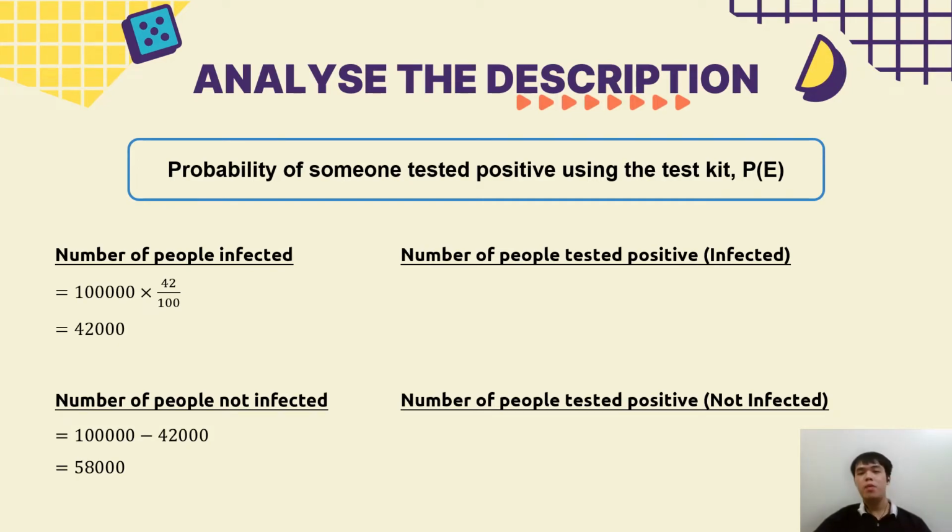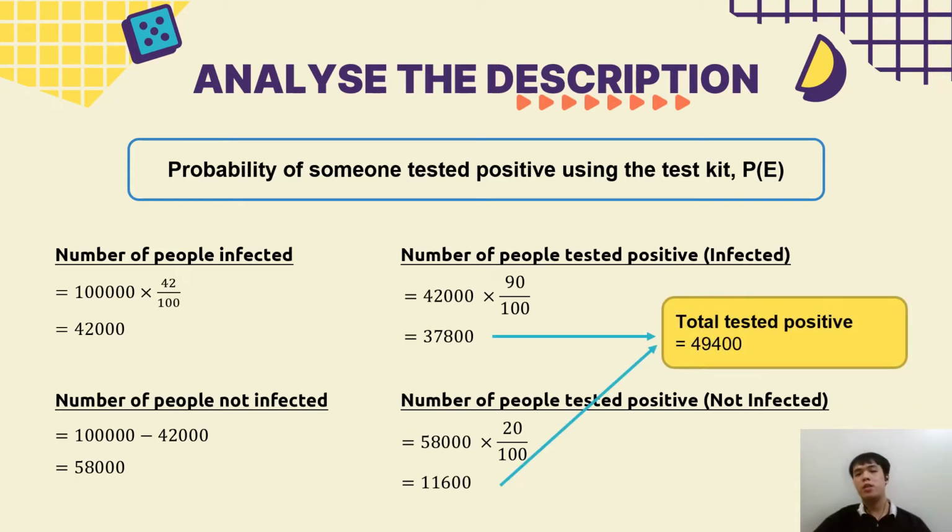Out of 42,000 people that are infected, as the sensitivity of the test kit is 90%, there will be 37,800 people that are infected and tested positive. Next, as the specificity of the test kit is 80%, 20% out of 58,000 people that are not infected will get a positive result too, which is known as false positive. So in total, considering the true positive and the false positive, there will be 49,400 people that are tested positive.